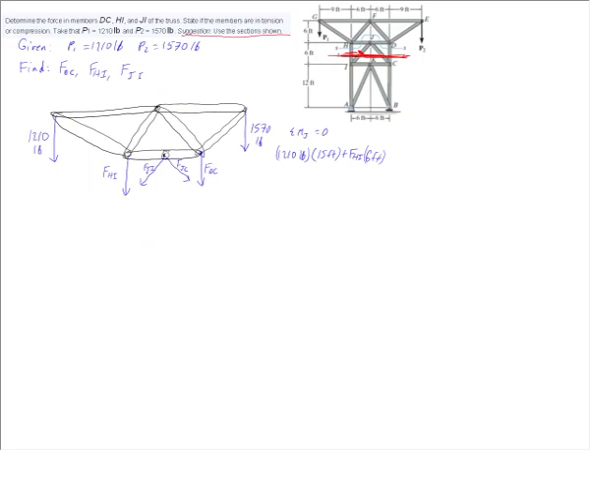Okay, then we're going to have FDC, which is negative, because I'm putting my thumb pointing up at J, I'm pointing my fingers towards the force, so I tend to curl my fingers backwards, which means they are negative. That's with the right hand rule. And then negative 1570 pounds times 15 feet equals 0. Okay, that's my first equation. Do a little bit of algebra there so I can get my FHI in terms of FDC.